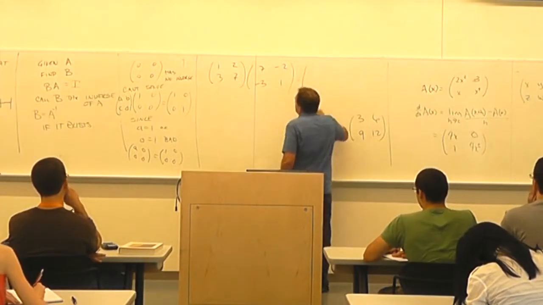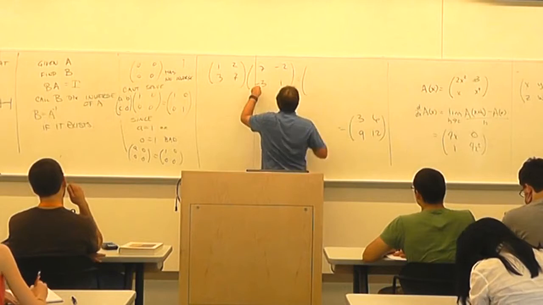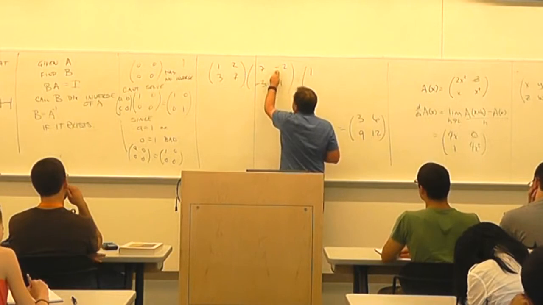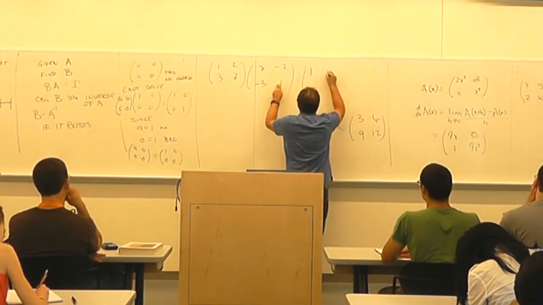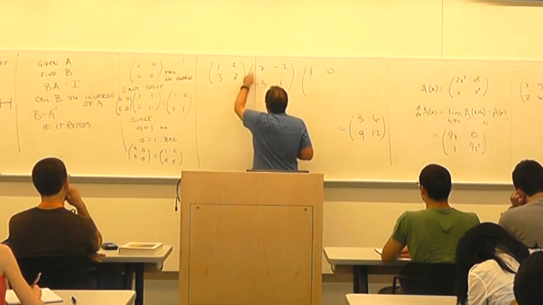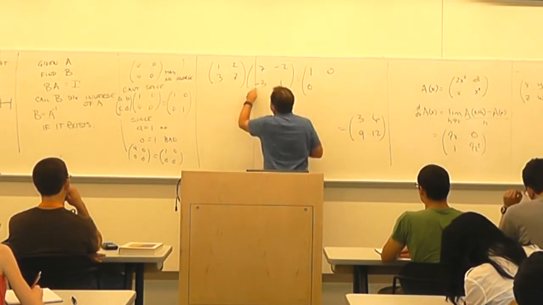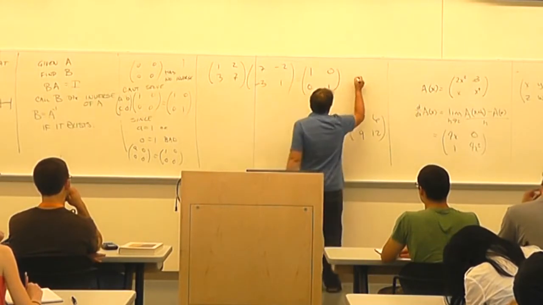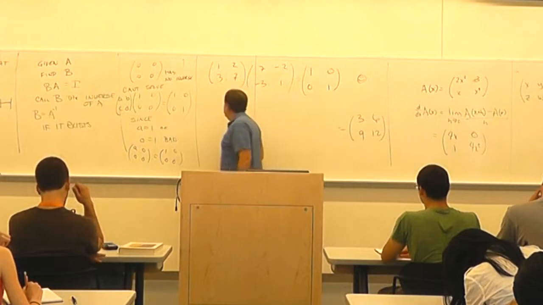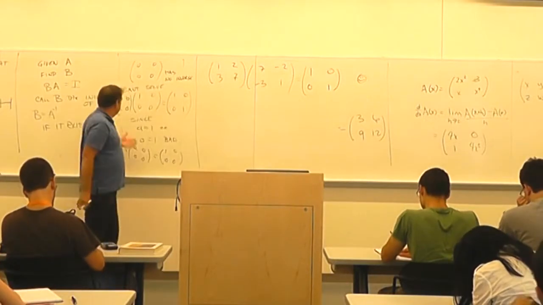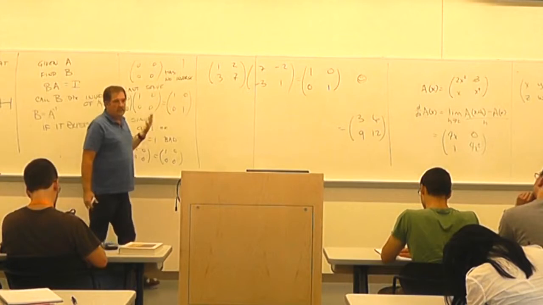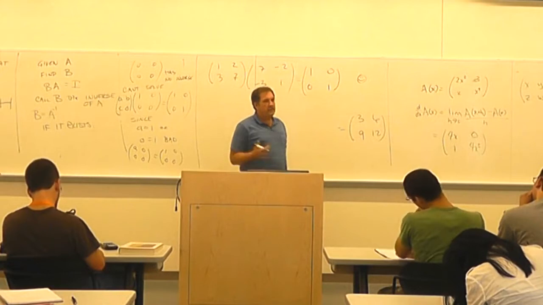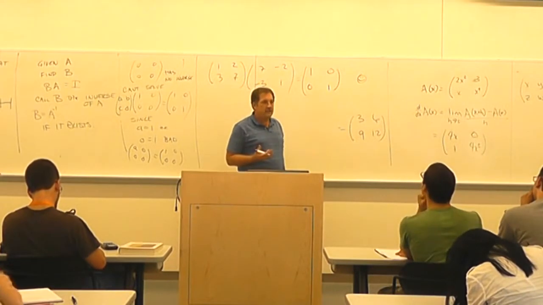Let's just check. So 7 minus 6 is 1. Negative 2 plus 2 is 0. 21 minus 21 is 0. And negative 6 plus 7 is 1. So I'm happy. So this guy has an inverse. This guy doesn't. They're different. And so we kind of need some way to figure out when a matrix has an inverse and when it doesn't.